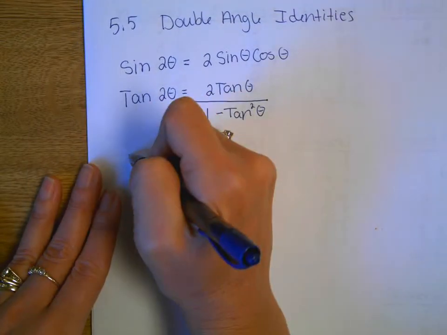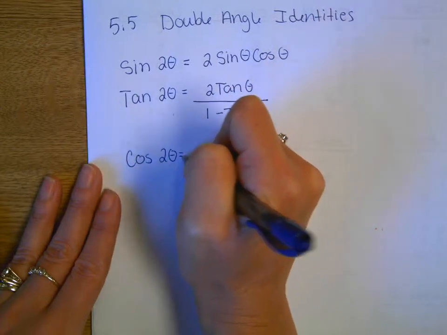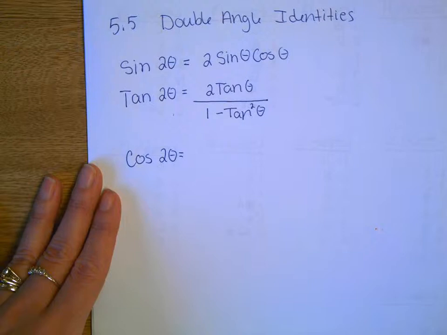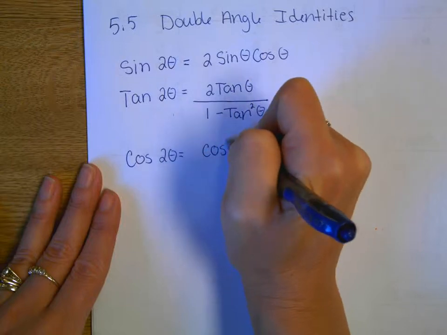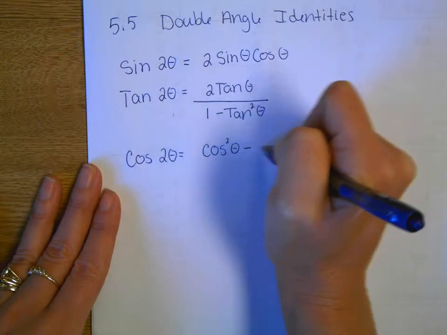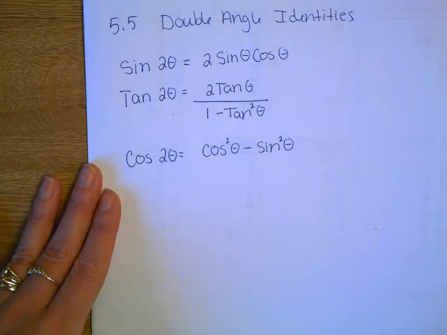And then cosine. Cosine actually has 3 versions. Because it equals cosine squared minus sine squared. And because we've got those squareds in there, and we have a Pythagorean identity that has cosine squared and sine squared together, you can get a couple other versions of this.